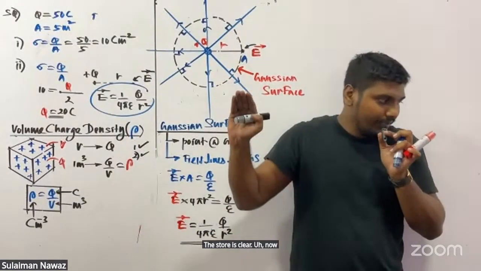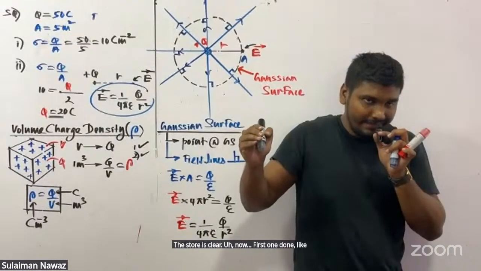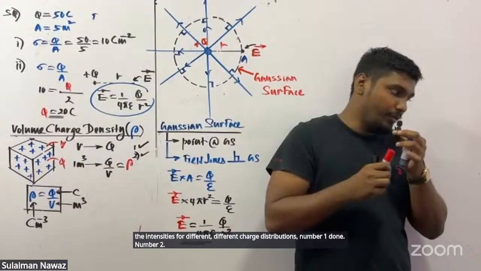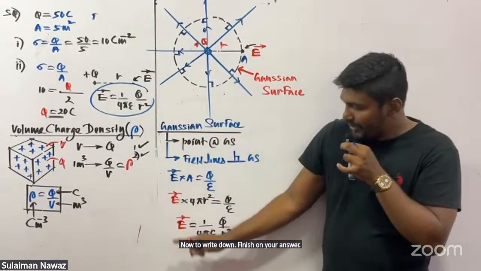Now the first one is done. Likewise, we are going to find the intensities for different charge distributions. Number one done. Number two, finish writing the answer.